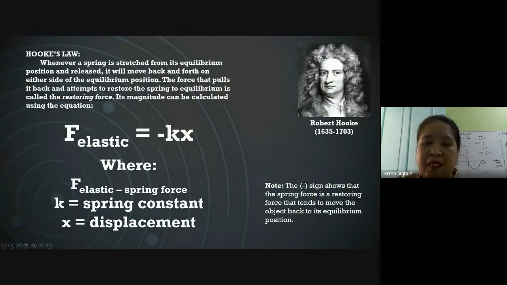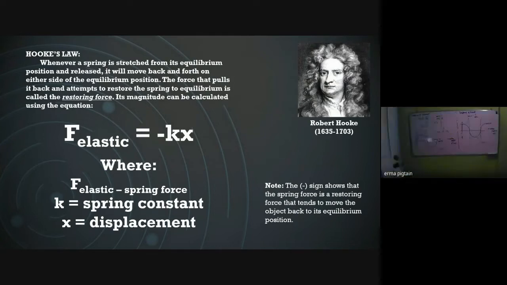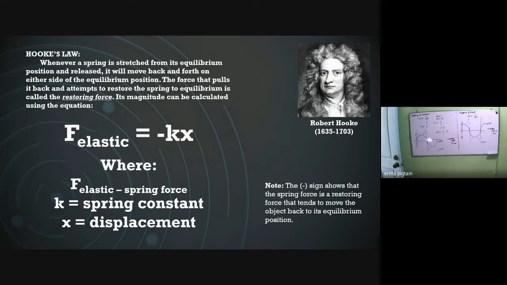Teka lang. Palit lang ako ng camera. Ayan. Wait lang ha. Burahin ko lang ito. Ginamit ko ito sa calculus kanina.